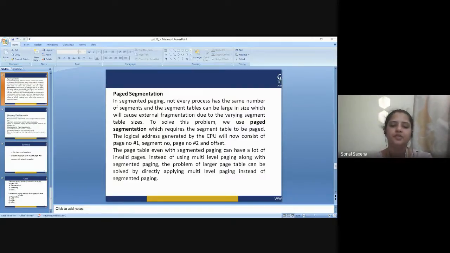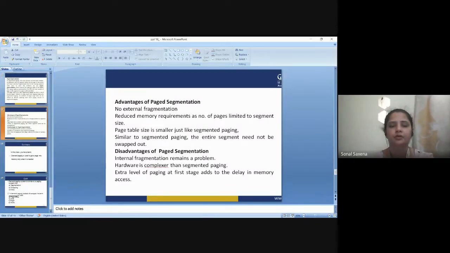So, the page table, even with segmented paging, can have a lot of invalid pages. Instead of using multi-level paging along with segmented paging, the problem of a larger page table can be solved by directly applying multi-level paging instead of segmented paging. Now, what do we think are the advantages of page segmentation?